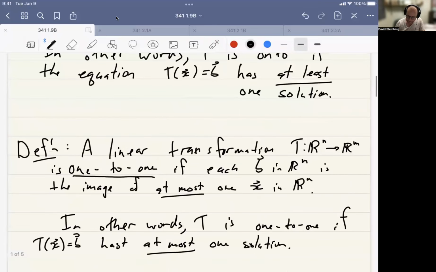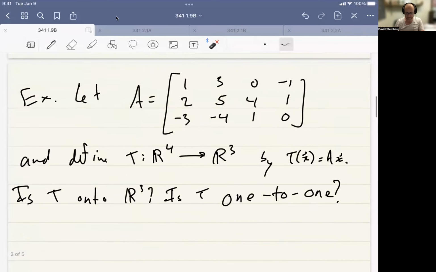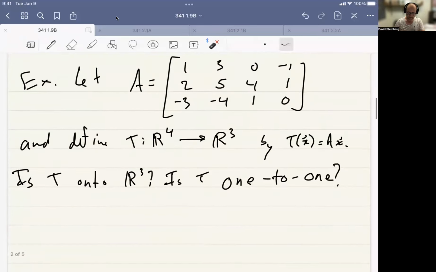So they're both about solutions to this equation, whether there's always one or there's never more than one, basically. So let's look at an example and figure out if the linear transformation here is 1 to 1 or onto. So let's worry about 1 to 1 first.